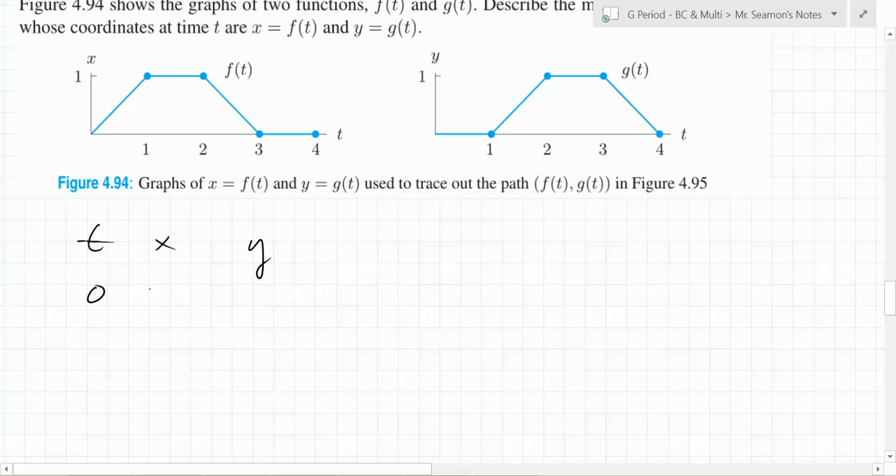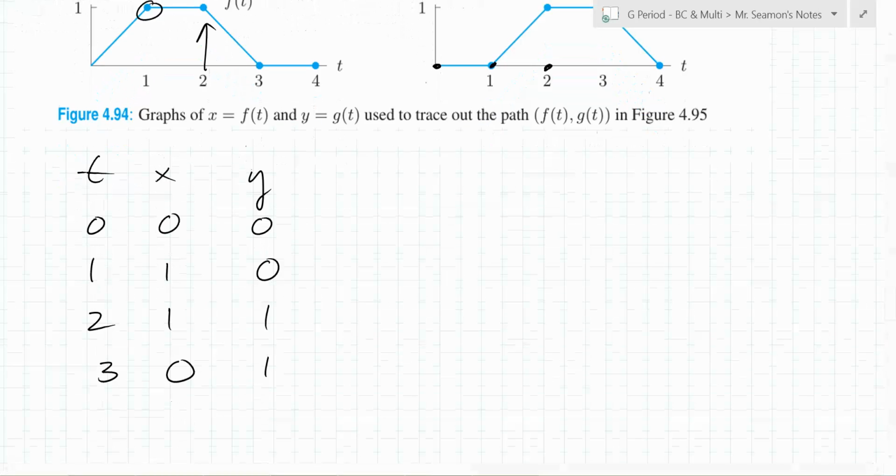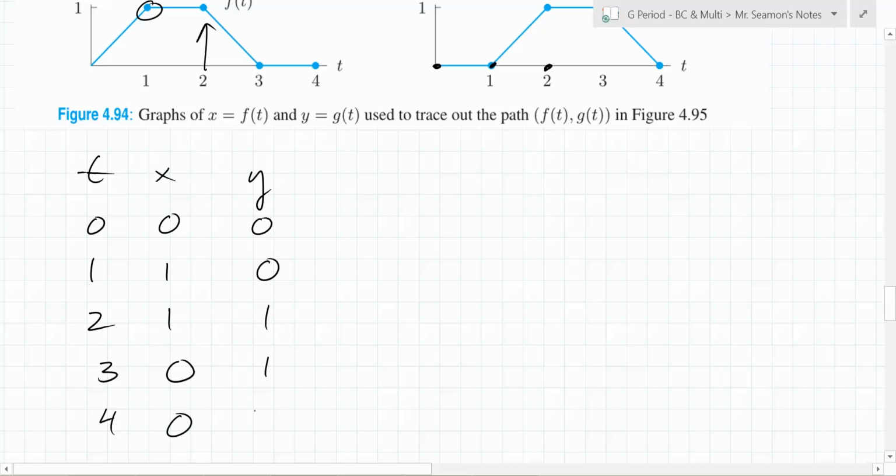So when t is 0, what's x? Look at the graph, and what is it? 0. What's y? No, it's 0. What is it? 0. At 1, what's x? 1. What's y? 0. See what I mean? At time equals 2, what's x? 1. And at 2, what is it? 1. And at 3, what is it? 0 and 1. And then at 4, it's at 0 and 0.